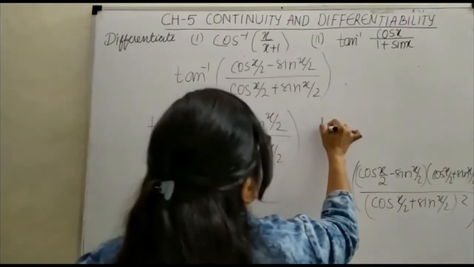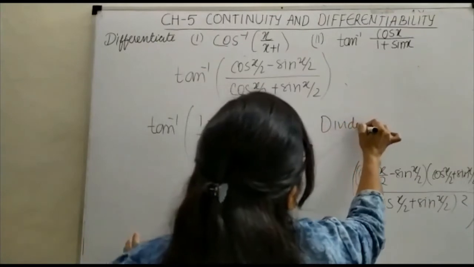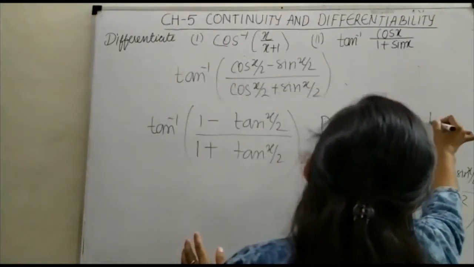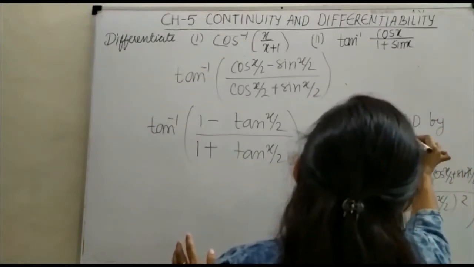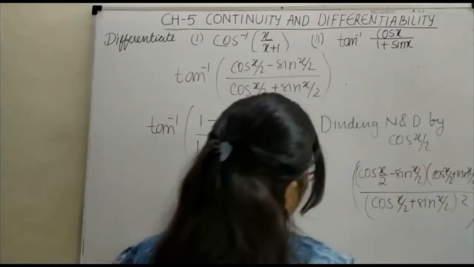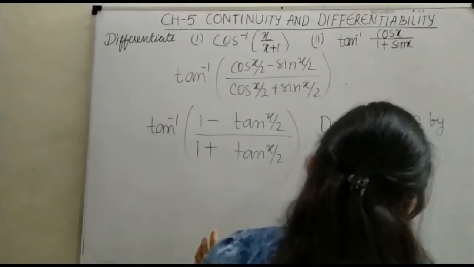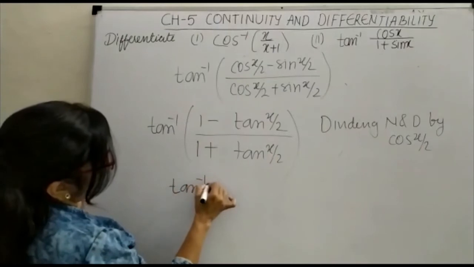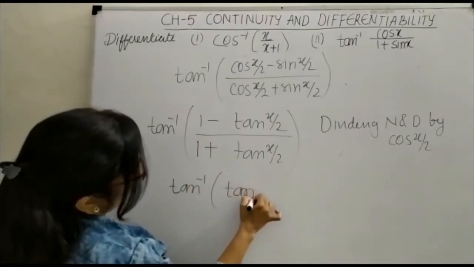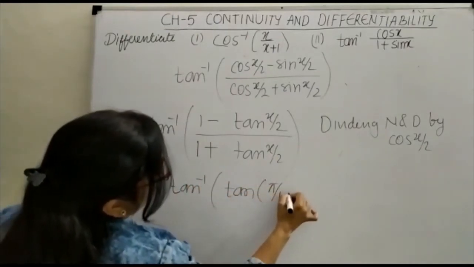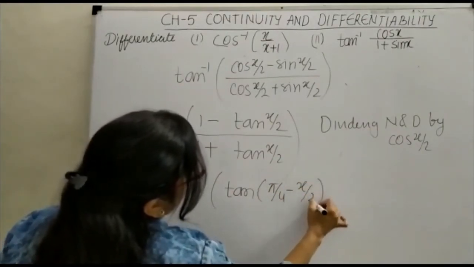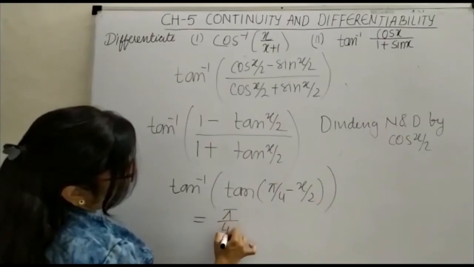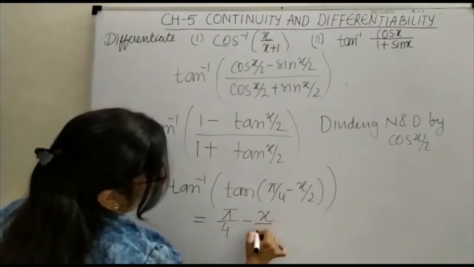We have divided numerator and denominator by cos x upon 2. Now just see, this can be written as tan inverse tan pi by 4 minus x upon 2. Now we will get here pi by 4 minus x upon 2.